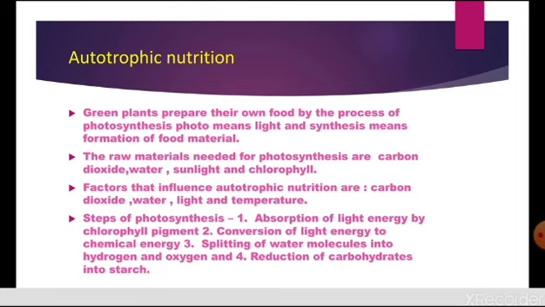Factors that influence autotrophic nutrition are carbon dioxide, water, light and temperature. Steps for photosynthesis: absorption of light energy by chlorophyll pigment, conversion of light energy to chemical energy, splitting of water molecules into hydrogen and oxygen, and the reduction of carbohydrates into starch.